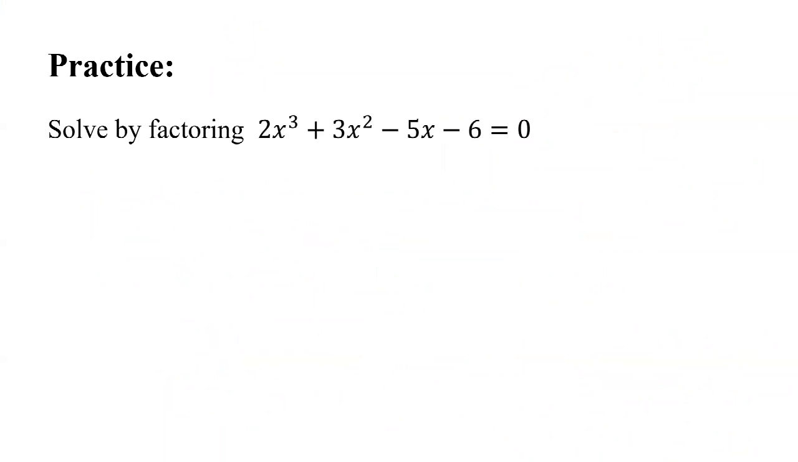All right, let's have a look at another practice. Solve by factoring: 2x cubed plus 3x squared minus 5x minus 6 equals 0. Okay, I'll give you 3 minutes to think about it.